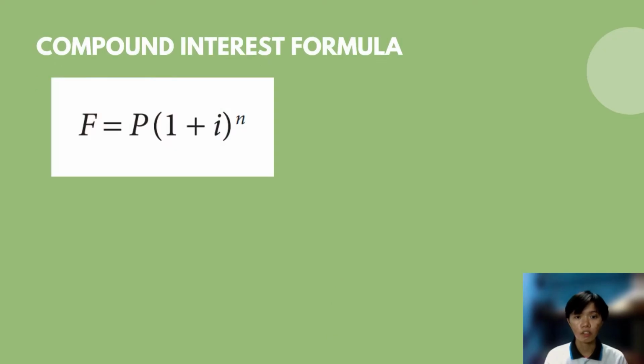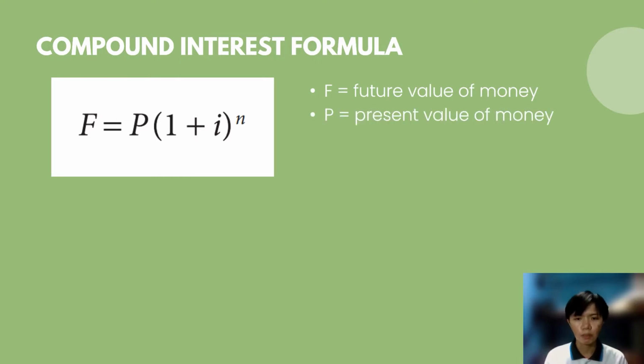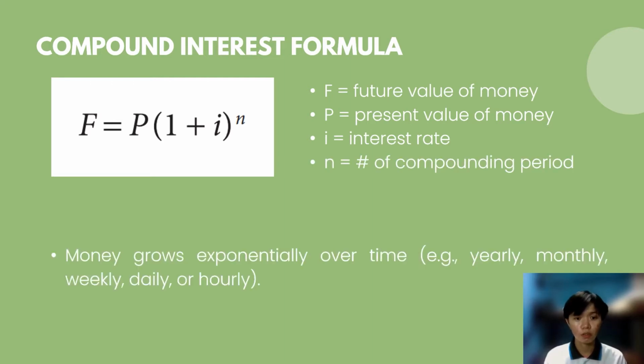Here's an appropriate economic analysis to consider how the value of money changes with time. Using the compound interest formula, we can determine the future value of money, in which F represents the future value of money, P is the present value, i is the interest rate, and n is the number of compounding periods. The formula shows that money grows exponentially over time, and this is known as compounding.